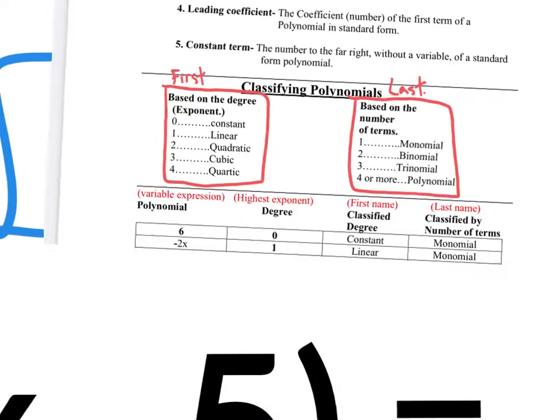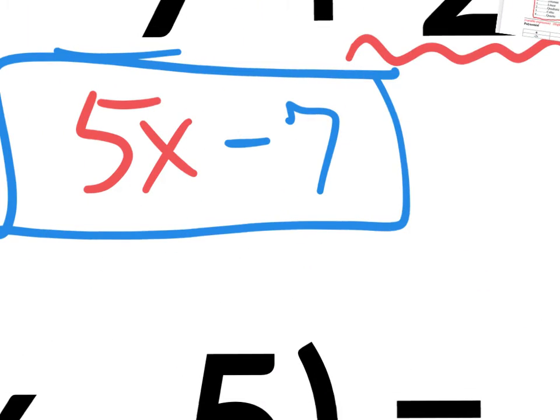So let's go back to the question that we just asked. That was the answer, and I asked you to classify that. Well, the first name is based on the degree, and it's the highest exponent.